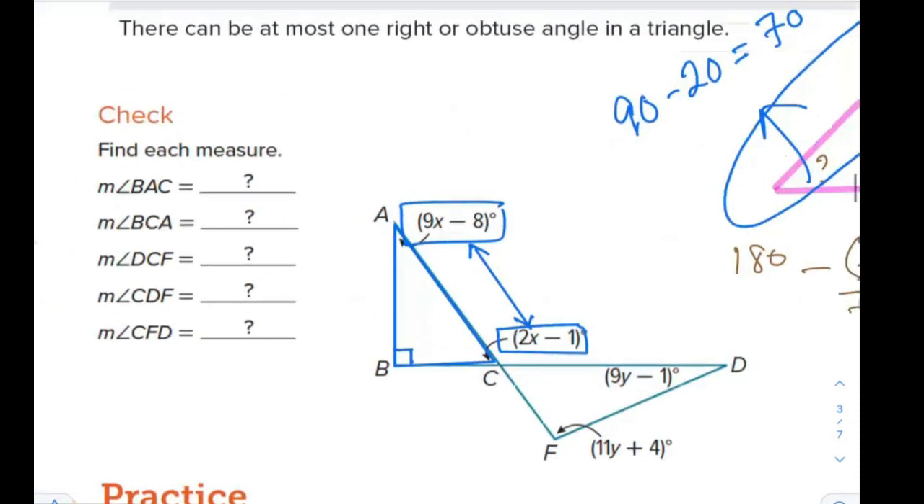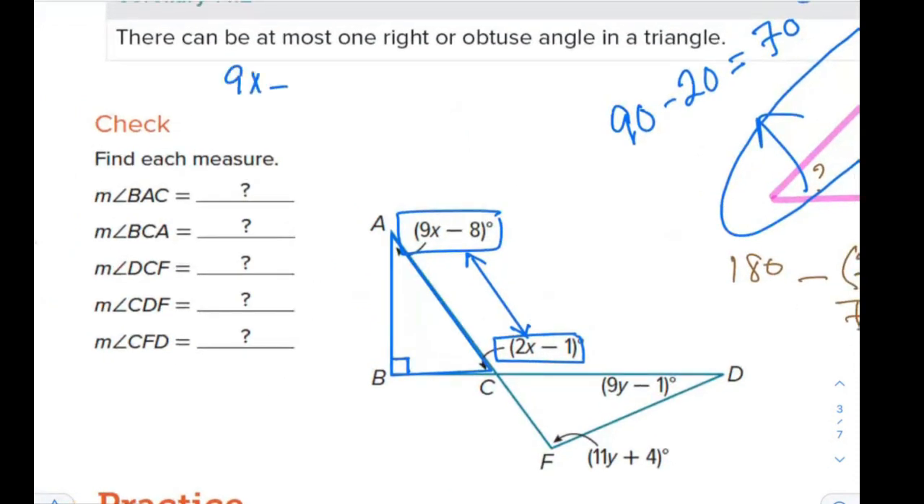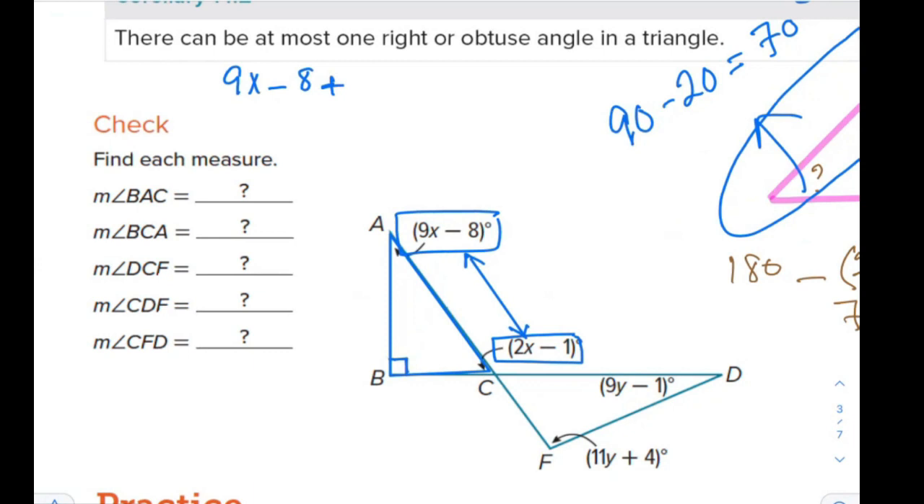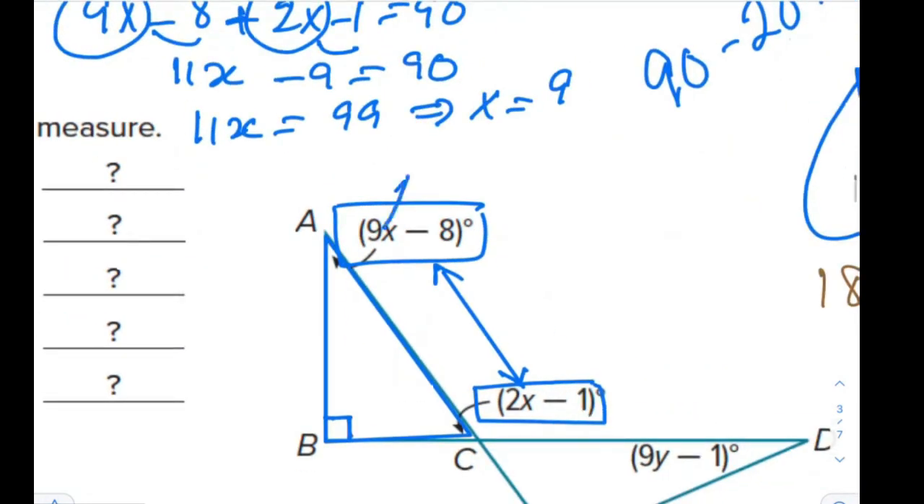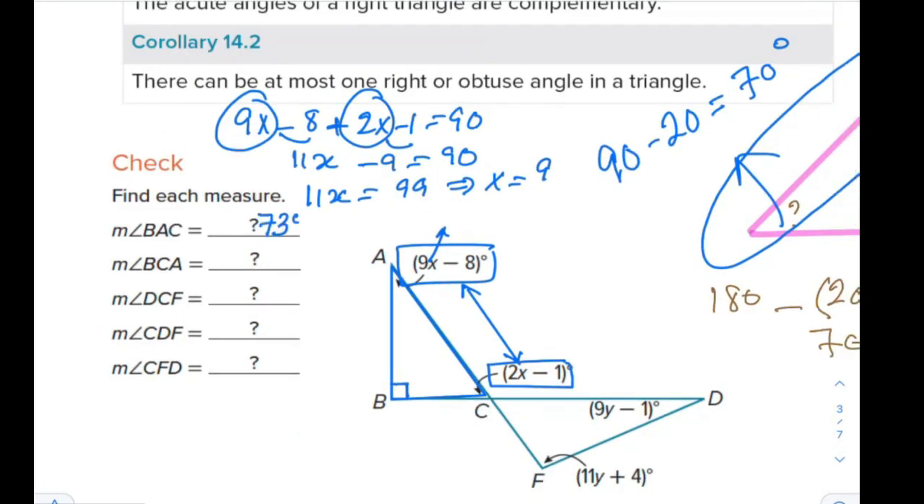So simply you can say 9x minus 8 plus the other one, 2x minus 1 is equal to 90. So 9x plus 2x, 11x, minus 8 minus 1 minus 9. So 11x is 99. So x is 99 divided by 11, which is 9. And then you replace x by 9. So 9 times 9 minus 8. It is 73. So this angle is 73.